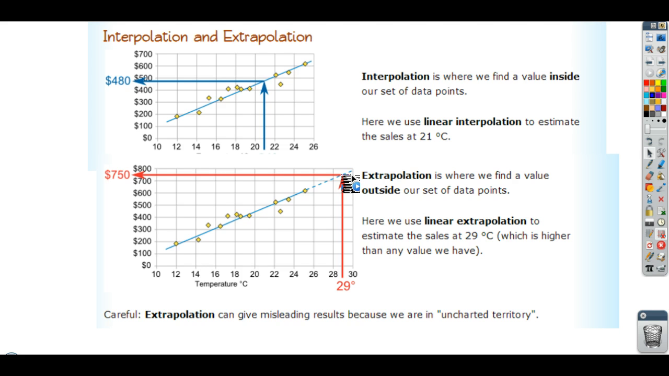You're estimating. You're saying, well, if the temperature was 29, based on our current information, we're going to assume, or we're going to guess, that we'll do $750 in sales of ice cream, okay? But you have to be careful, because if it's 29 degrees, maybe people don't go outside. Maybe it's too hot, okay? Maybe you sell way more than 750. But if you had to predict, this would be one way of doing it, all right? Again, you just need to be careful.